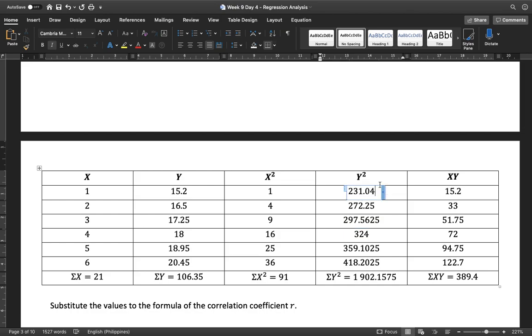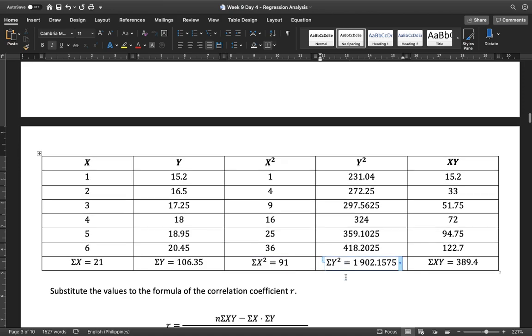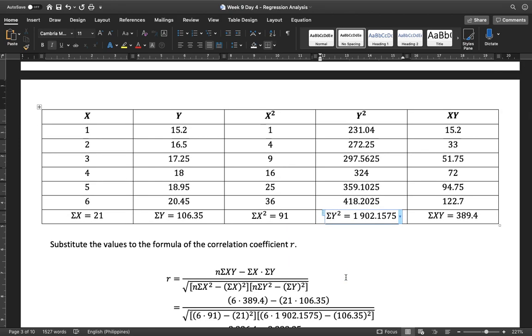So, yun. We get y squared by taking the square of the values of y. xy, multiply mo lang yung value ng x kay value ni y. So, we get these. Once we have these values, add nyo lang lahat so that we have the summation of x as 21, summation of y as 106.35, summation of x squared as 91, summation of y squared is 1902.1575, summation of xy 389.4.